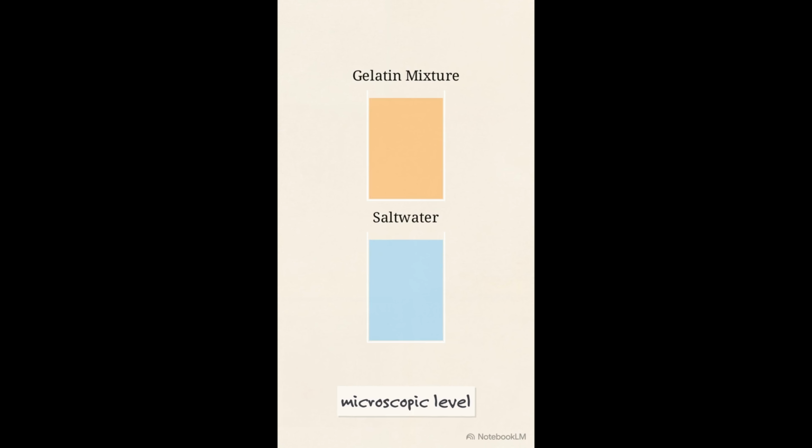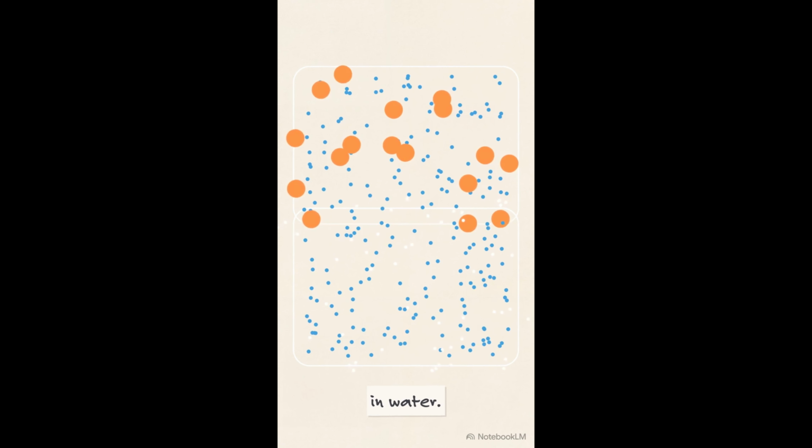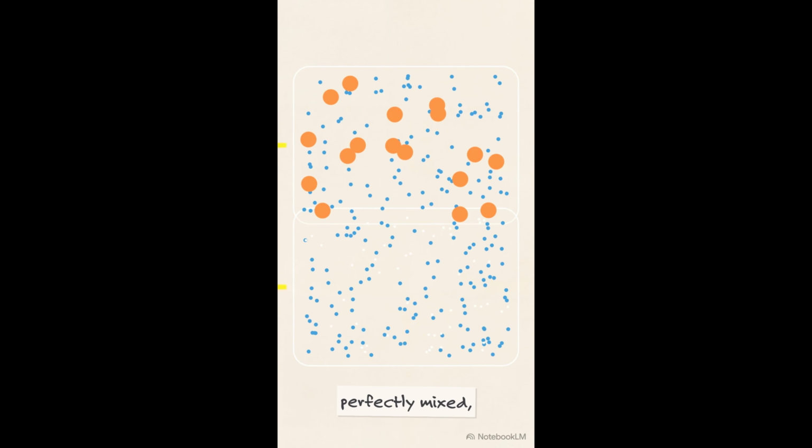Let's look at the microscopic level inside both liquids. Both contain particles distributed in water. So if both are perfectly mixed, why does only one catch the light?